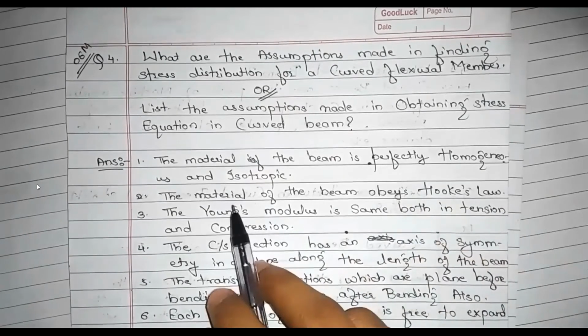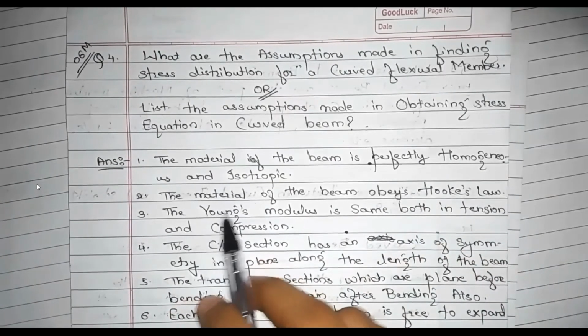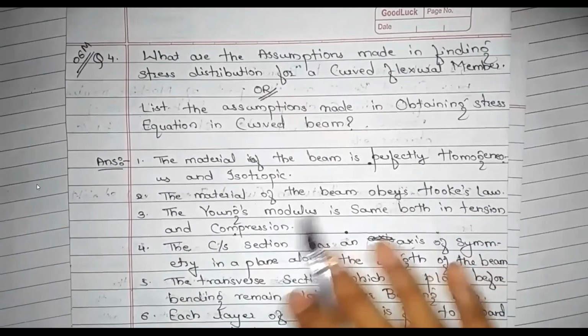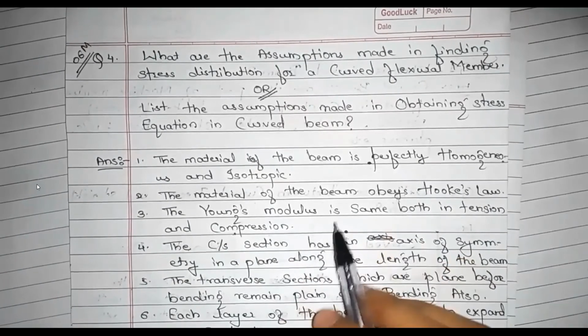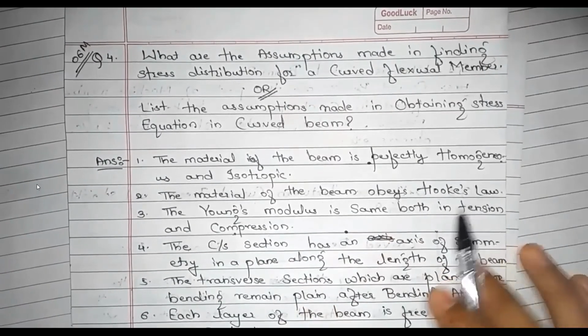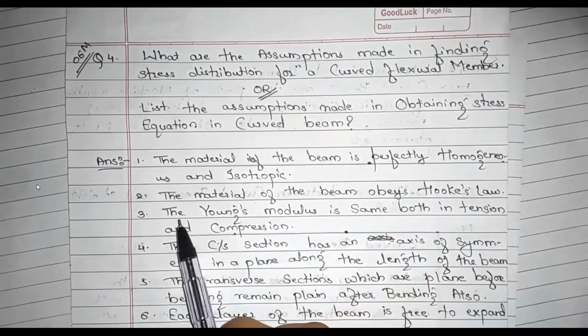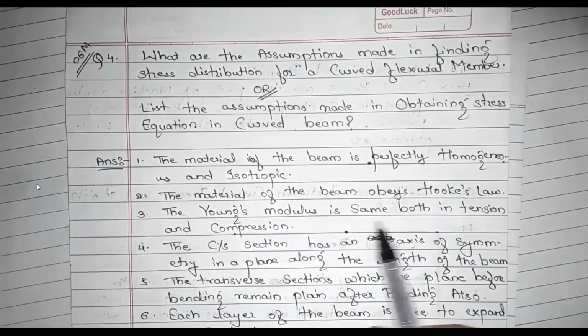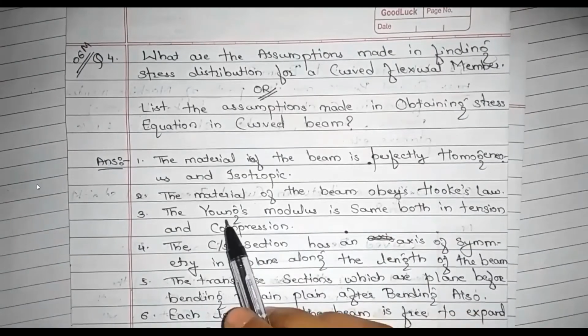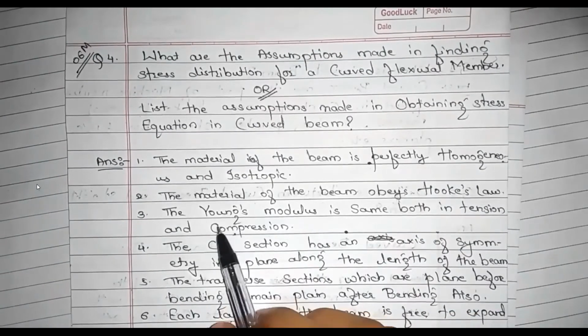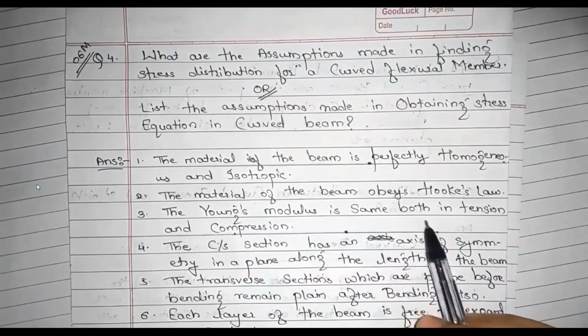The second one is the material of the beam obeys Hooke's law. As we all know, Hooke's law means stress is directly proportional to strain. So the material of the beam obeys Hooke's law. Next, the Young's modulus is the same both in tension and compression. No need of explanation for this because it is very easy.